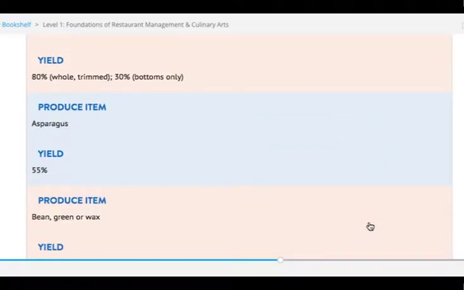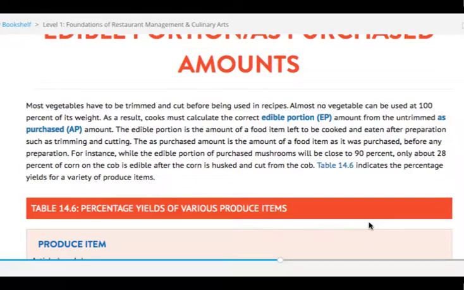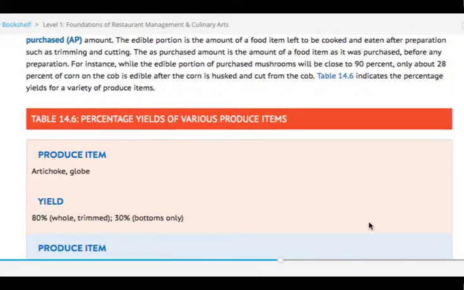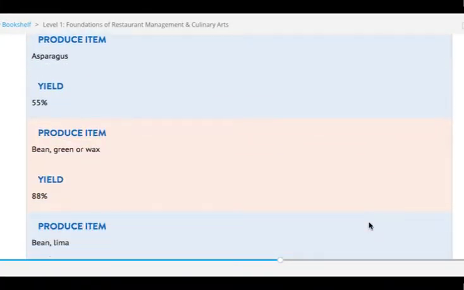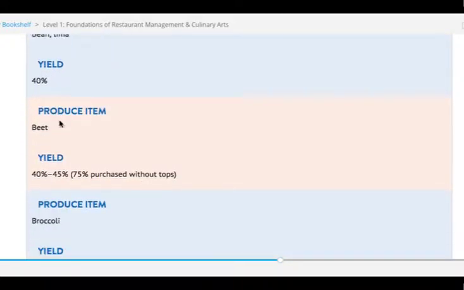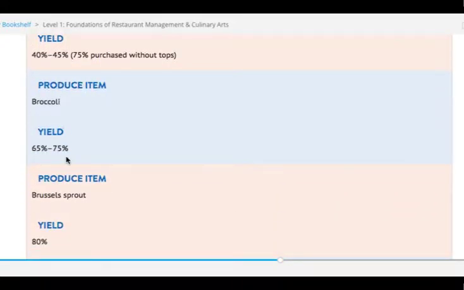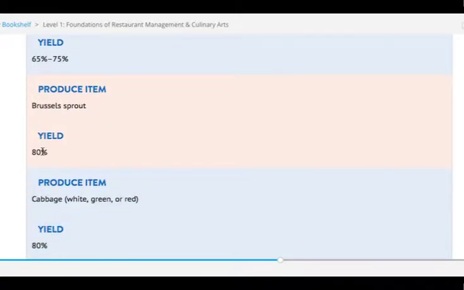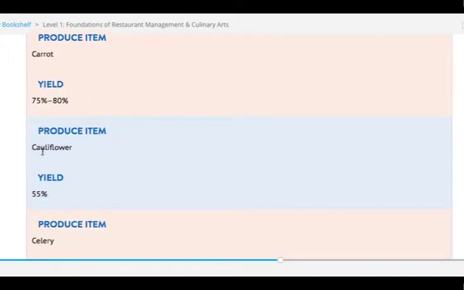Now, looking at some of these items here, you can see that just by trimming it, you're going to use 22% of green beans. Let's see what else. Broccoli. You yield about 65% to 75% after you trim off the stem. So we're going to watch that video, and I'm just going to scroll quickly to see if there's anything that pops out that's worth talking about.